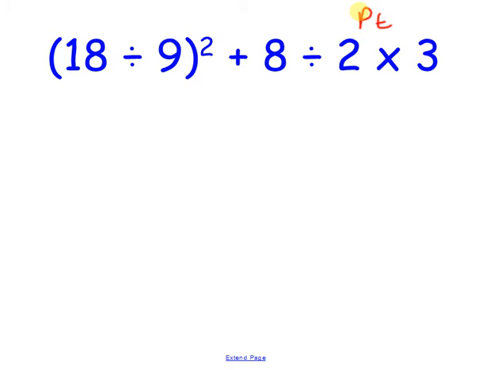All right, next problem got a little bit bigger, but don't get too stressed out. Write PEMDAS at the top so you can hold yourself accountable. First thing I need to tackle are my parentheses. I have them over here. 18 divided by 9, that's going to be 2. But I have a little exponent attached to it, so I'm going to keep the parentheses there. And I'm going to rewrite the rest of the problem.